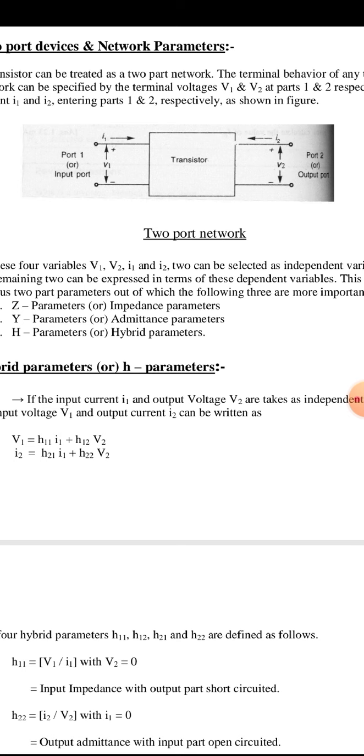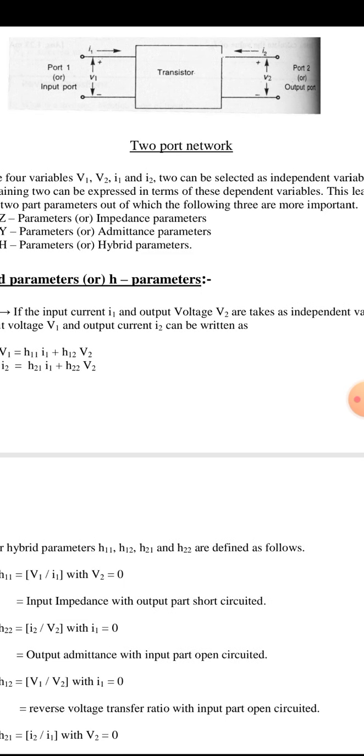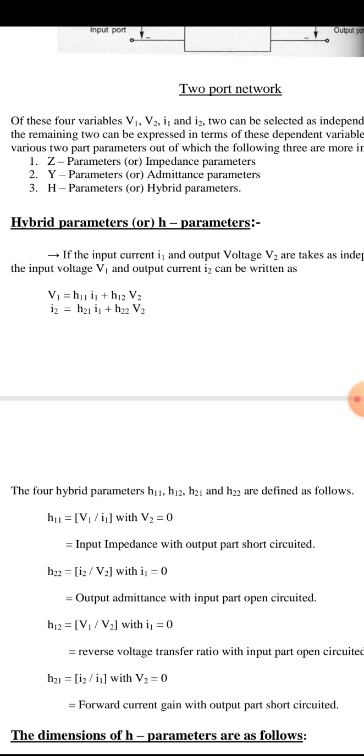V1 is equal to H11 I1 plus H12 V2. I2 is equal to H21 I1 plus H22 V2, and all these things are already discussed. Then find out the four hybrid parameters: the value of H11, value of H12, value of H21, and value of H22. I already discussed.